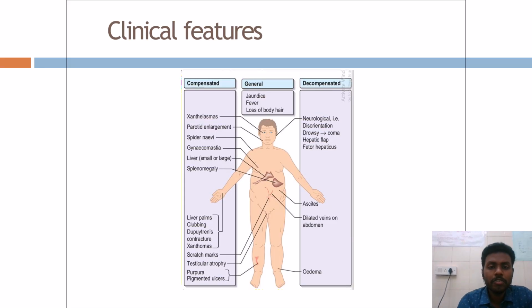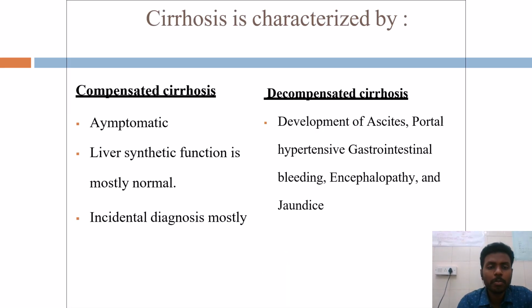So these are the clinical features of cirrhosis. It may be of two types: compensated and decompensated. Compensated means the patient may be asymptomatic. The liver synthetic function is mostly normal, and usually compensated cirrhosis is an incidental diagnosis. Decompensated cirrhosis means development of ascites, portal hypertensive gastrointestinal bleeding, encephalopathy, and jaundice.